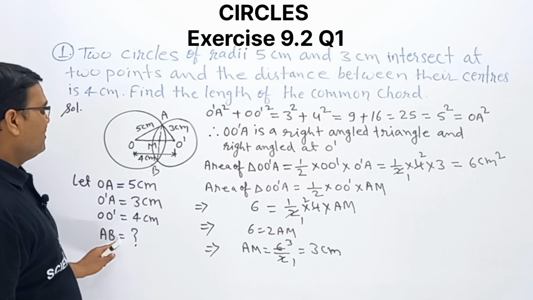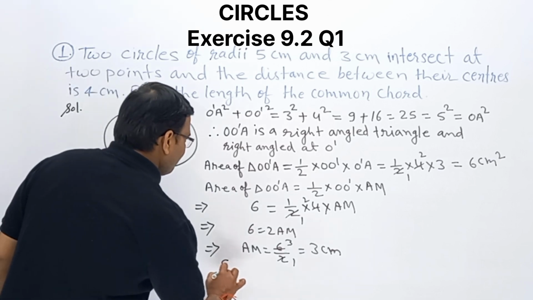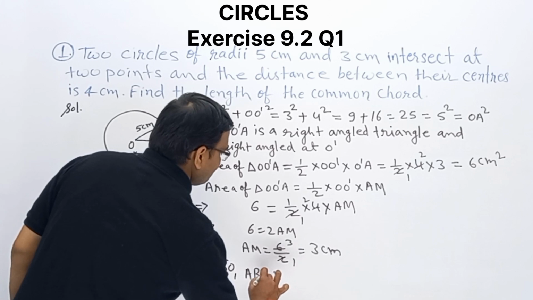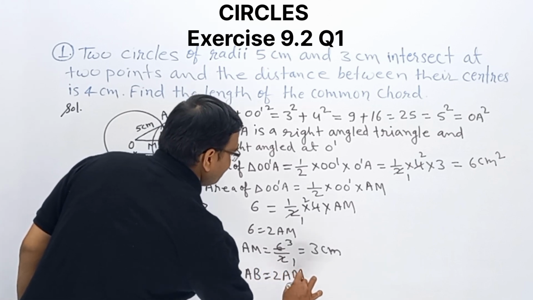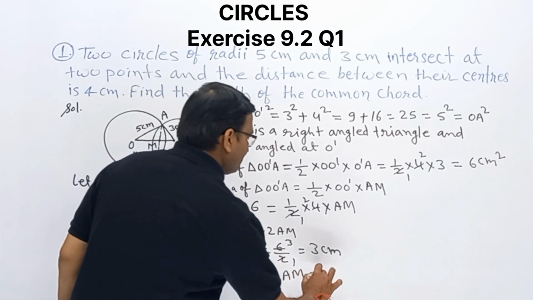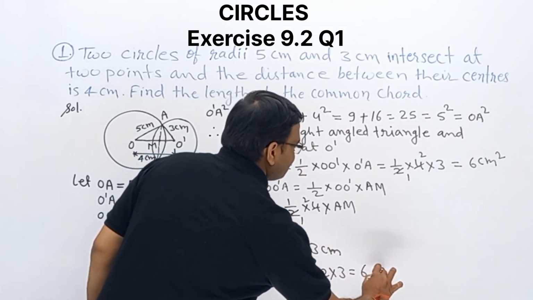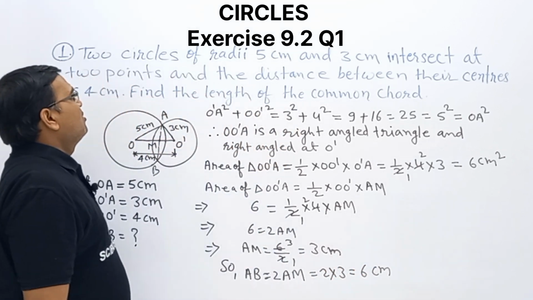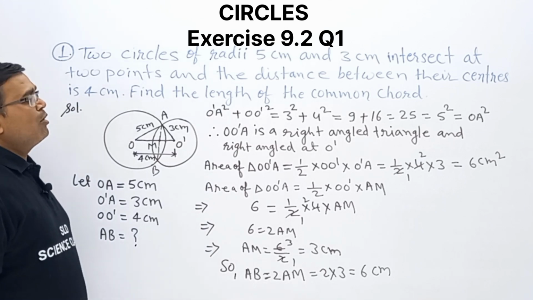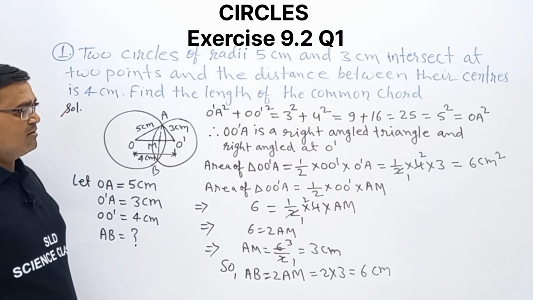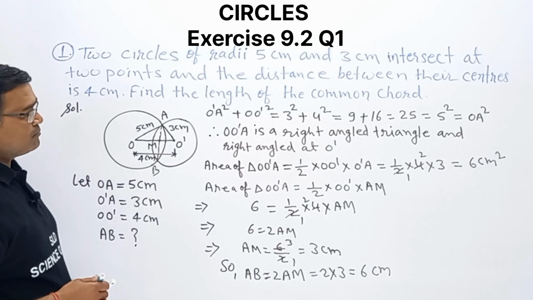We want AB. So AB equals 2 times AM, which is 2 into 3. Finally we are getting 6 centimeter. So the length of the common chord AB will be 6 centimeter. This is the required answer we obtained.